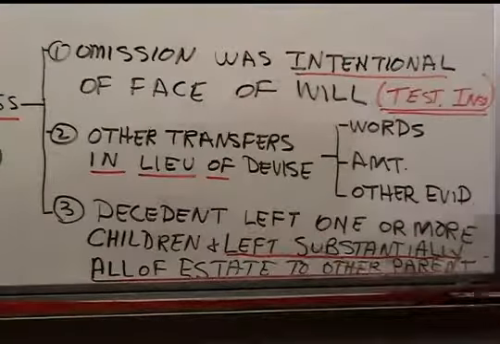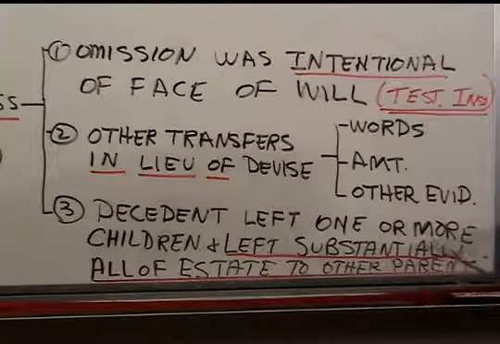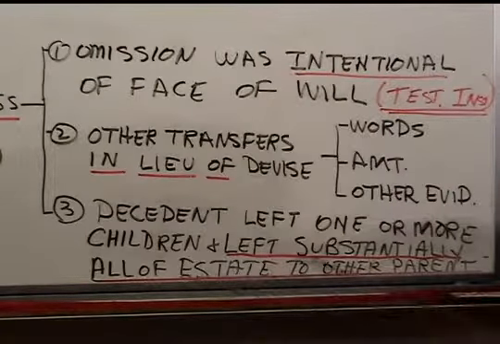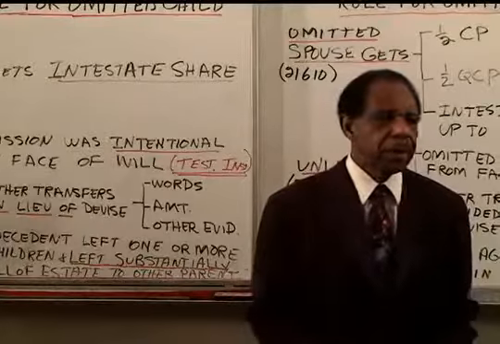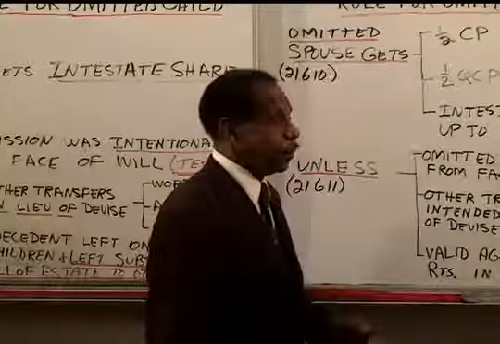The decedent had one or more children and left substantially all. You had to argue that 80% is substantially all of the estate to the other spouse, obviously to take care of the children. That takes care of the omitted child, and this brings us to the omitted spouse, which is on the next board over here.